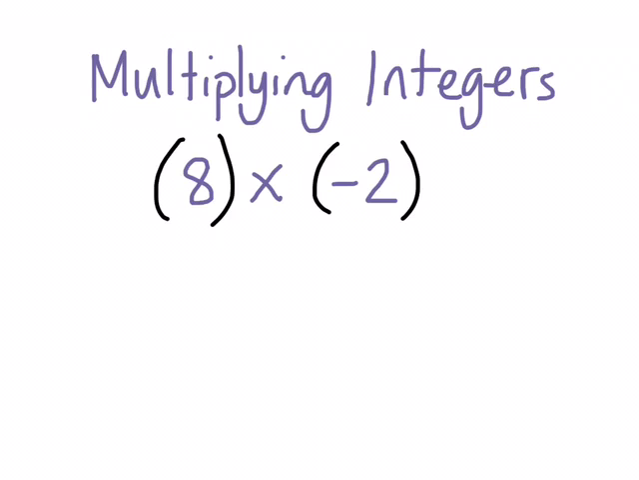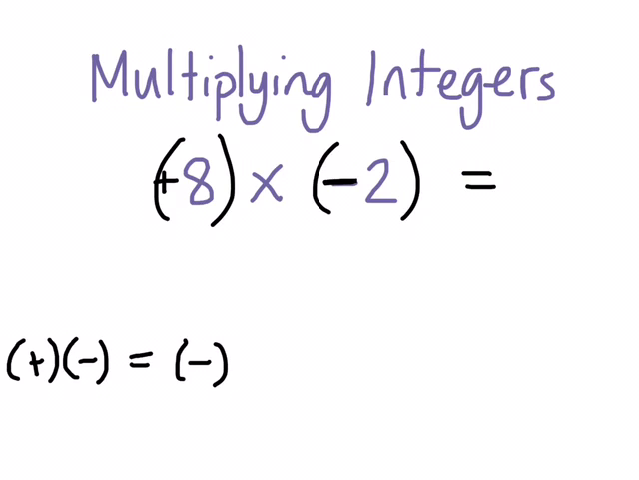Now, here we have a positive multiplied by a negative. Does anyone remember the rule for when you're multiplying a positive and a negative integer together? What will the answer always be? A negative. So the easy way to do this is to start by multiplying the numerical part. So what's 8 times 2? 8 times 2 is 16. So I'll start with the numerical part, and then I can look at the signs. I have a positive and a negative, so I know the answer is going to be negative. So the answer to that is negative 16.